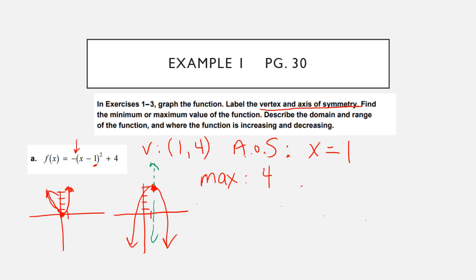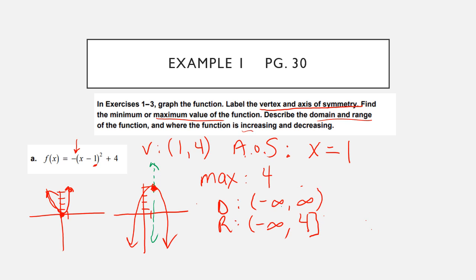So your x value of the vertex helps you with the axis of symmetry. The y value of the vertex helps you with the max or min. All right, so that covers this part. Now describe the domain and range. This is old news. The domain is going to be from negative infinity to positive infinity. The range is going to be from negative infinity up to 4, including 4. We've already covered that, so I'm not going to go into too much detail.